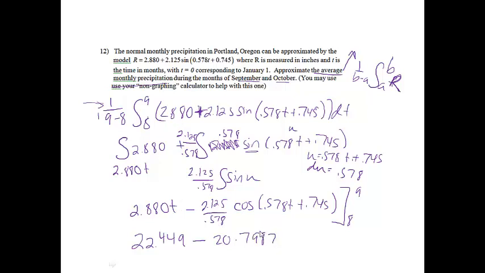7987. And then if I subtract those two, I will get 1.654. So what on earth did I just find? Let's see. It asked me to find the average monthly precipitation. Precipitation is measured in inches. So the average monthly precipitation in Portland, Oregon in the months of September, October is 1.654 inches.